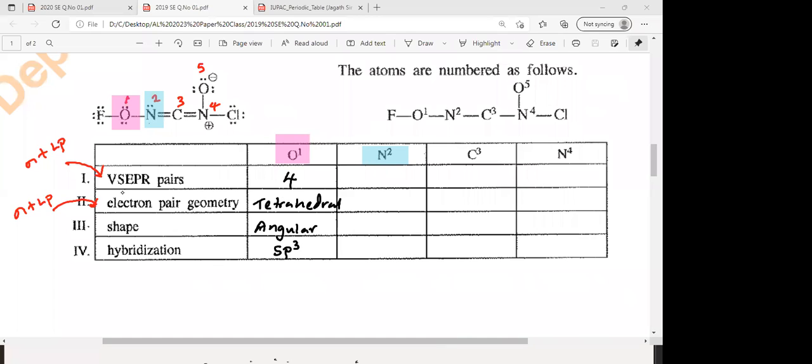N2 will be how many pairs around that? Only 1 pi bond, and the pi bond you have to ignore. Only 3 pairs, no? Only 3. 2 sigma bonds and 1 lone pair. Therefore, electron pair geometry is trigonal planar.